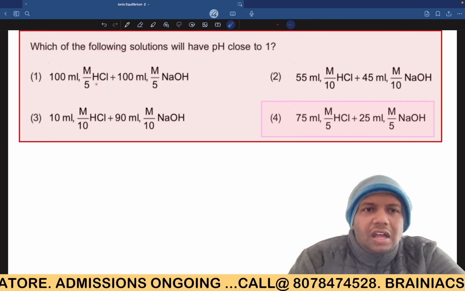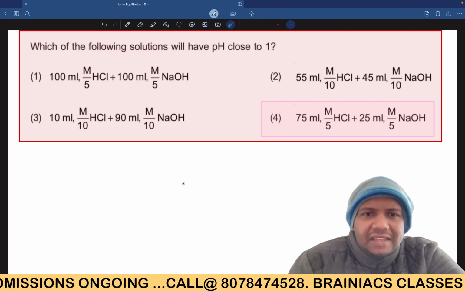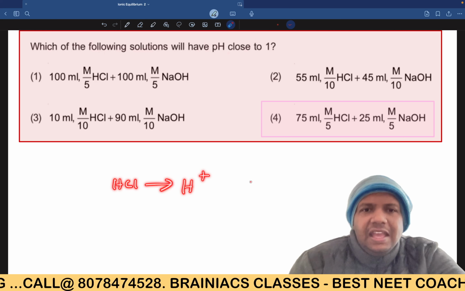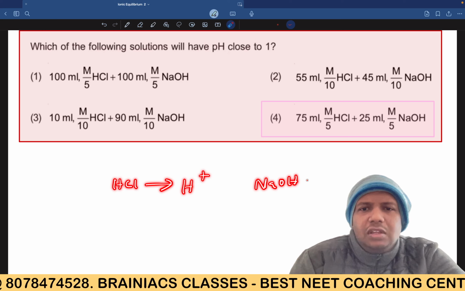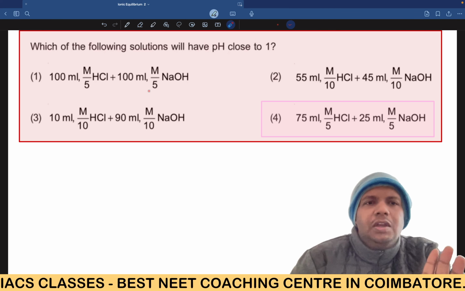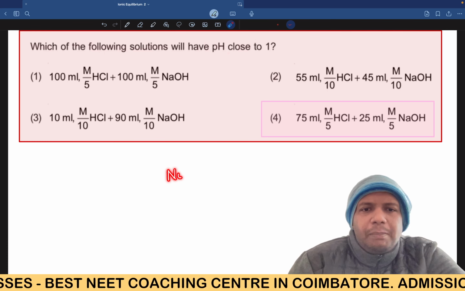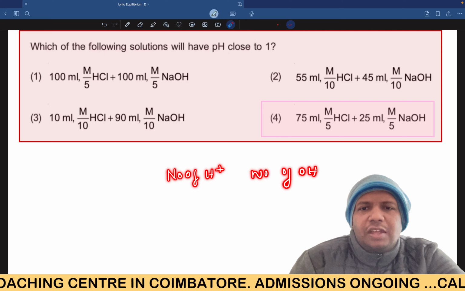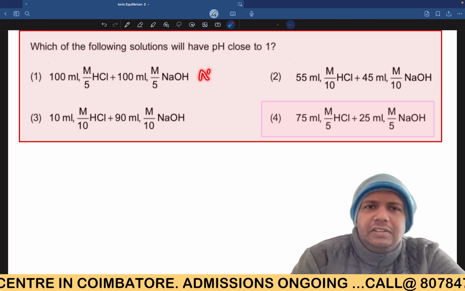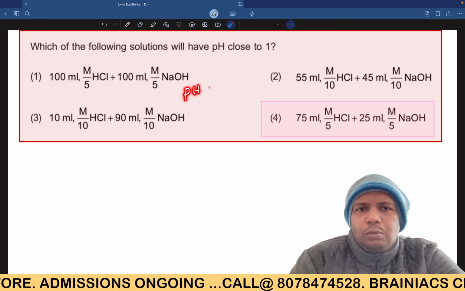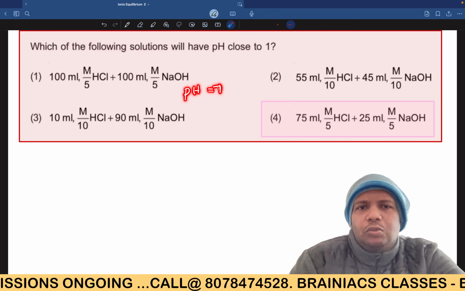And both are mono. This is a monobasic acid, which means it can donate only one H plus from one HCl, and NaOH can donate one OH minus. So almost everything is the same. So I can say that here the number of H plus ions would be equal to the number of OH minus ions. My prediction is that this would be a neutral solution, so its pH value should be close to 7.